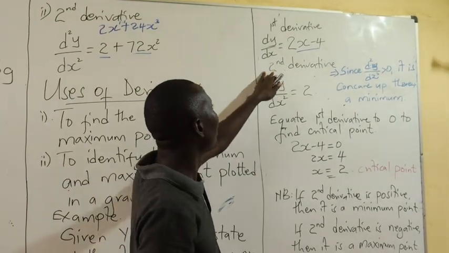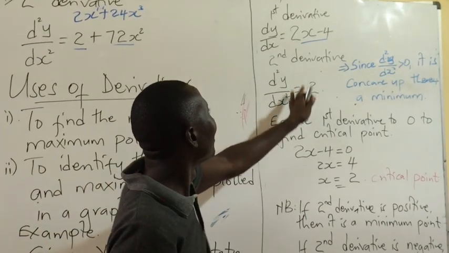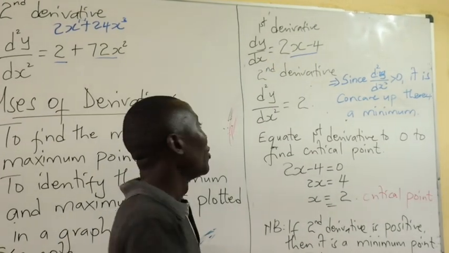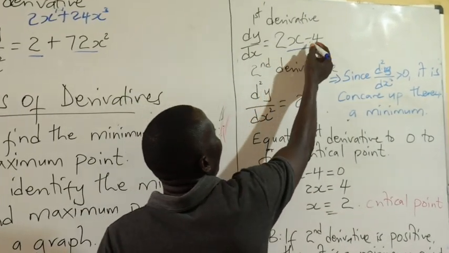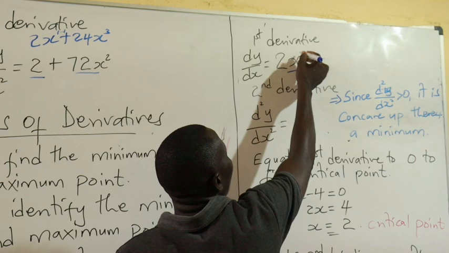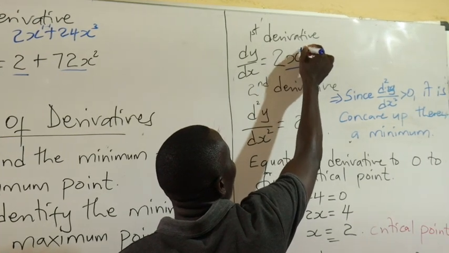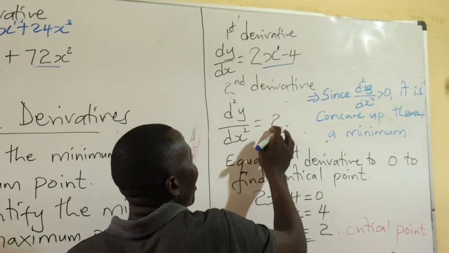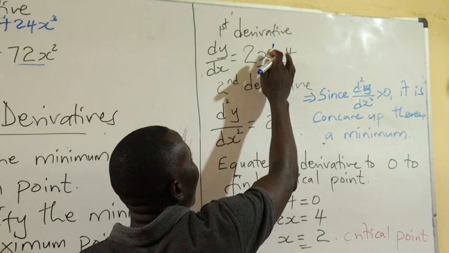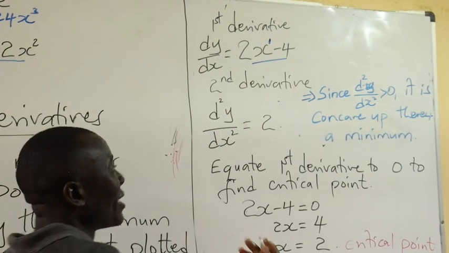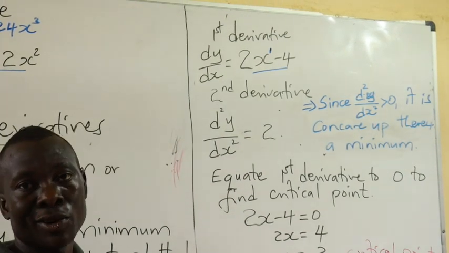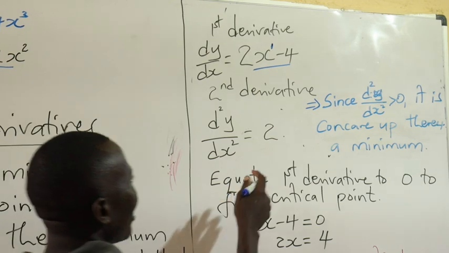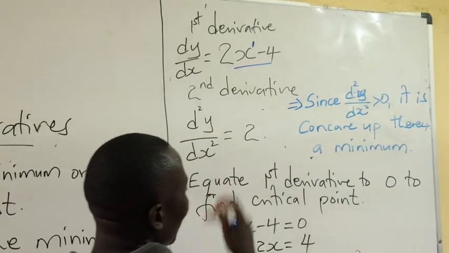Our second derivative will be to differentiate the first derivative, which is 2x minus 4. When we differentiate, then we drop the power here, which is 1. So when we drop, it becomes only 2. Then x disappears because it is like raising x to power 0, which is the same as 1. So our second derivative is 2.